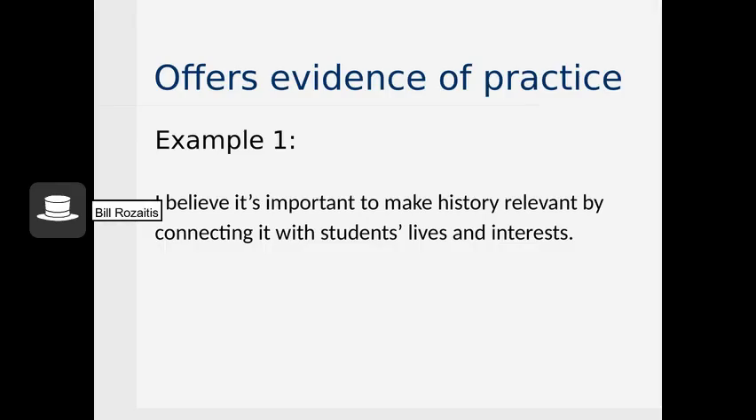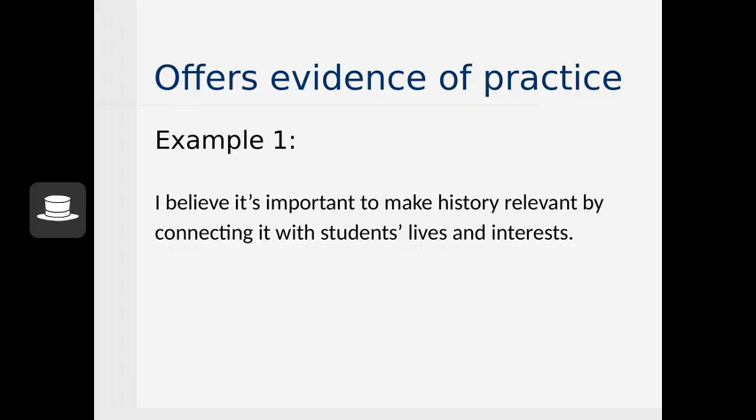Perhaps the most important characteristic of strong teaching philosophies is that they offer evidence of practice. That is, they include specific examples of what you will do in order to support or enact your attitudes, values, and beliefs about teaching. And the converse is also true.